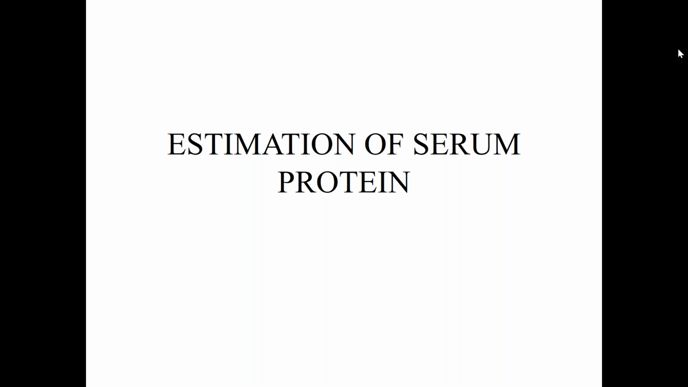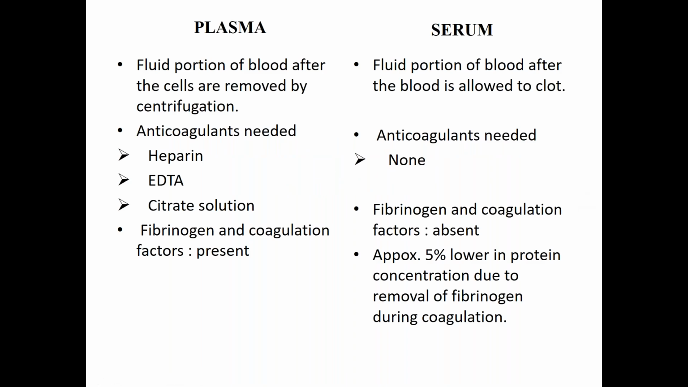The estimation of the serum protein. Let's start with the difference between the plasma and the serum. Plasma is the fluid portion of the blood after the blood cells like RBC and WBC are removed by the process of centrifugation. And the serum is the fluid portion of the blood after the blood is allowed to clot, that means after the coagulation of the blood.